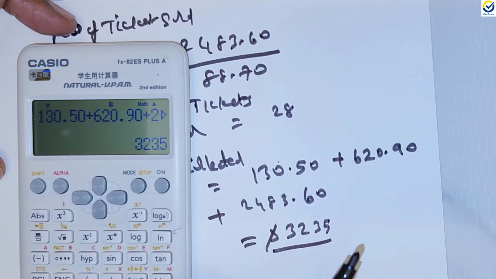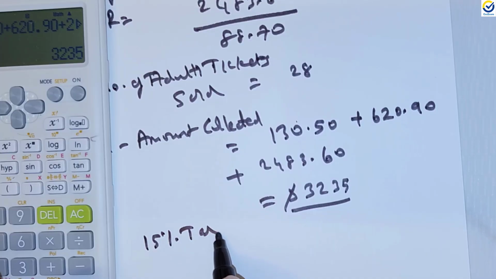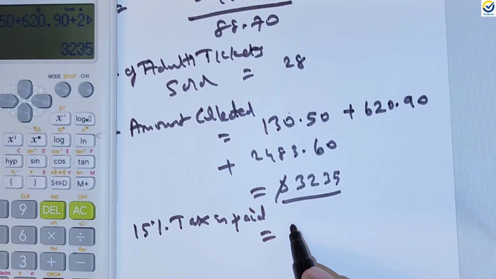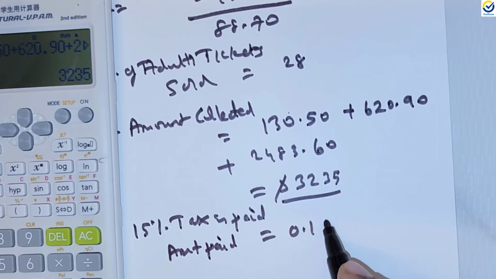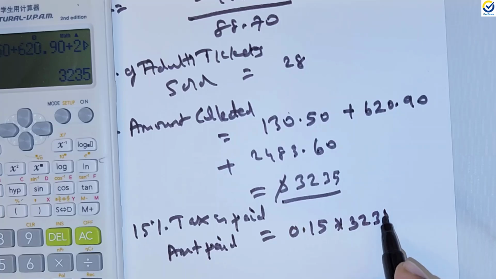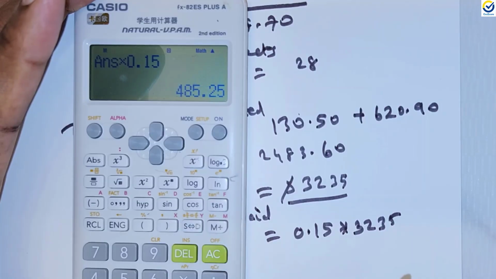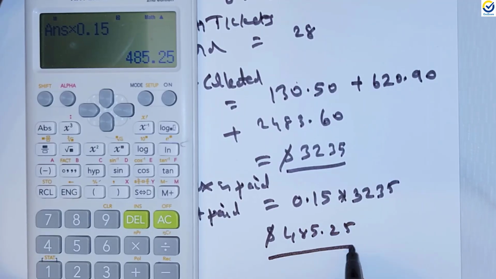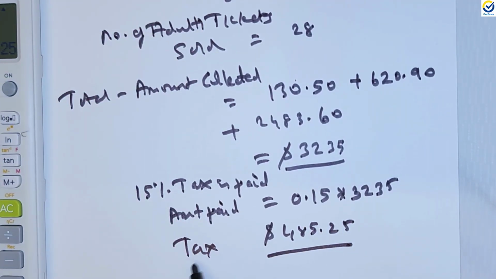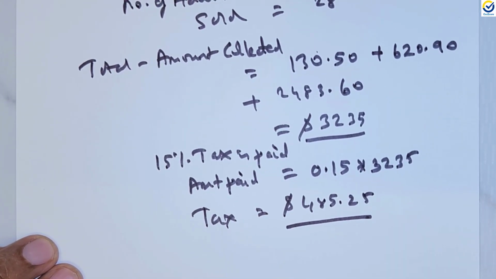Okay, now 15% tax is paid on this. So 15% tax is paid. So what does it mean? It means if you want to get the amount paid, you have to take 0.15 multiplied with 3235. So you multiply with 0.15. What do you get? You get $485.25. This is the tax that is paid for this collected money. So that is the conclusion for this question. We move on to the next one.